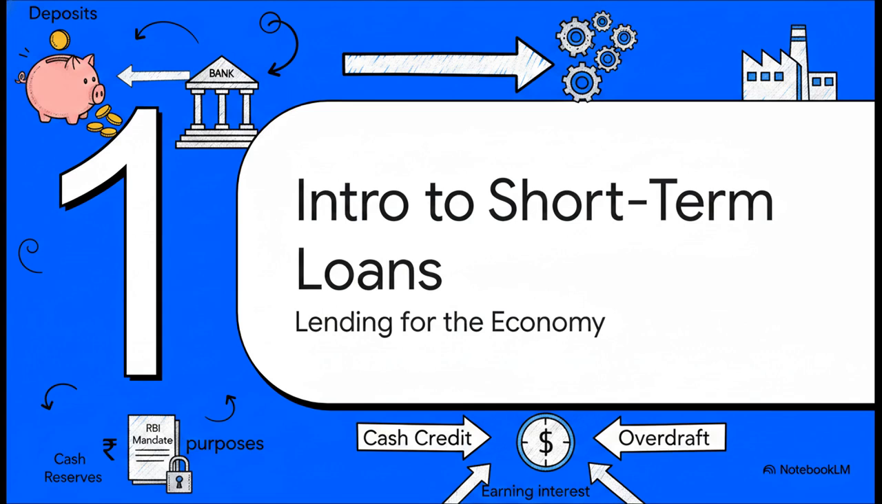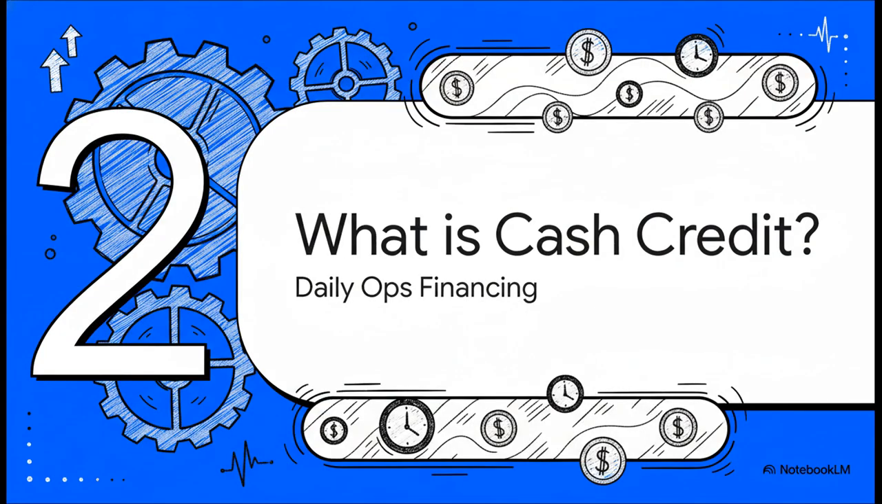Okay, let's dive right into this. When banks take in deposits, they don't just let that cash sit in a vault gathering dust. After maintaining their required RBI cash reserves, they lend that money out for productive purposes so they can earn interest. And that's exactly how these short-term arrangements keep our economy moving. Moving right along to our first financial contender.